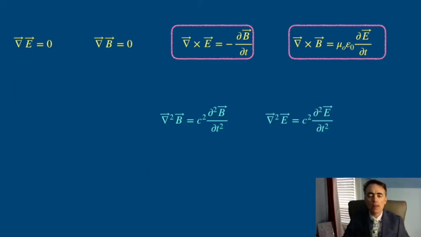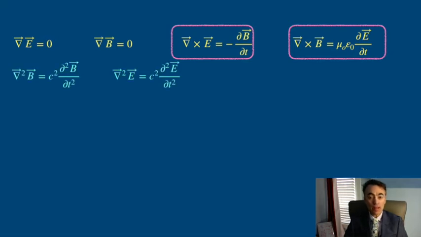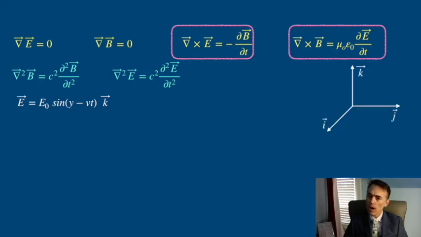Now, let's write a generic harmonic electric wave, moving in the y direction, as E naught times the sine of (y minus vt) k arrow. This electric field is pointing in the z direction. I'll also need a magnetic harmonic wave, B naught times the sine of (y minus vt), this one pointing in the x-axis. I'm going to verify that these harmonic waves satisfy Maxwell's equations.